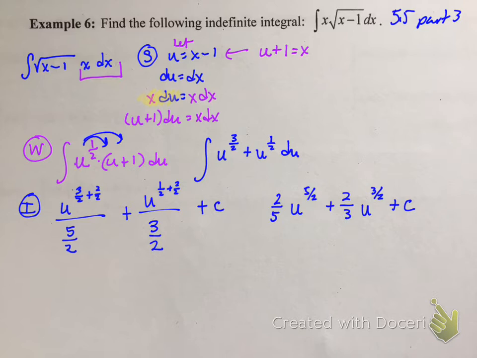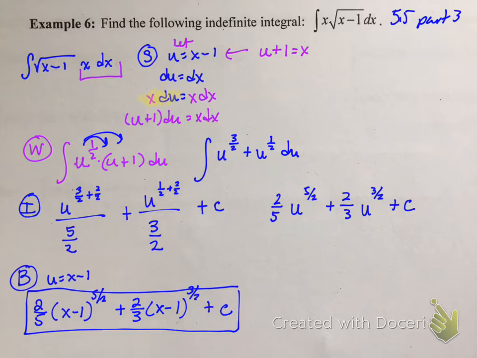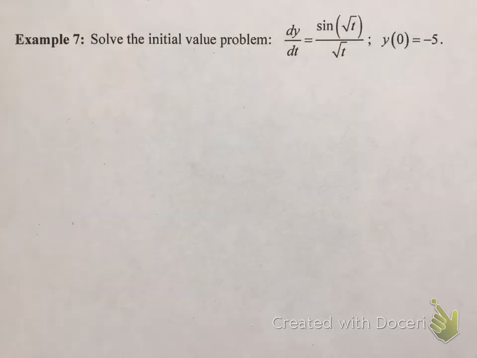Okay, now I'm ready to back substitute. Remember that u equals x minus 1. So my answer is going to be 2/5 times x minus 1 to the 5/2 plus 2/3 times x minus 1 raised to the 3/2 plus the constant c. All right, so let's look at example 7.